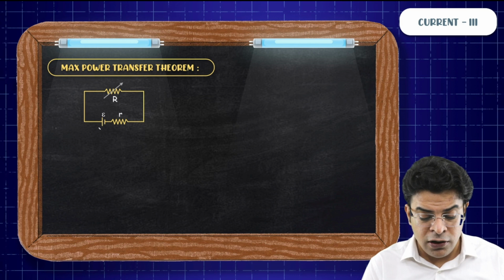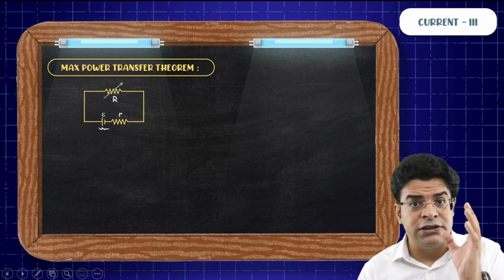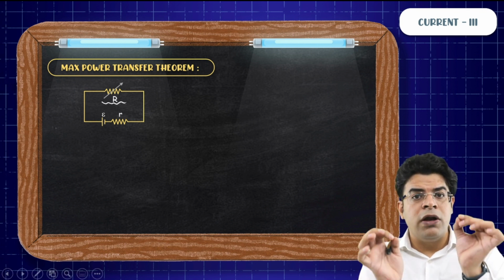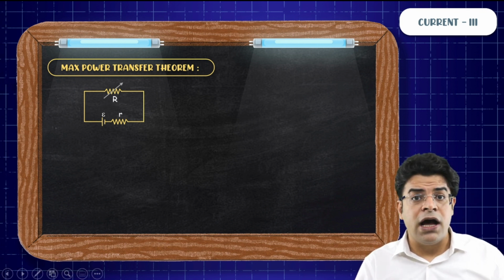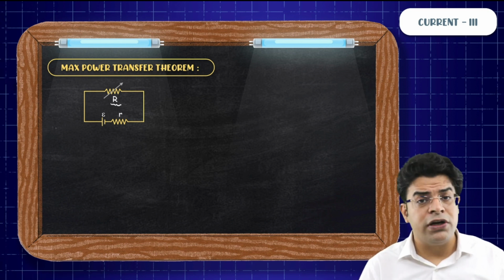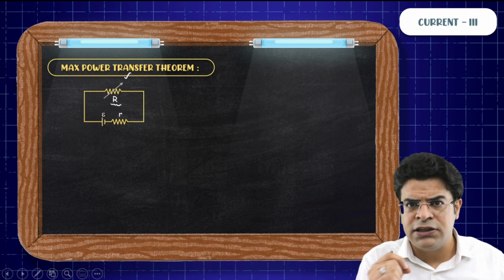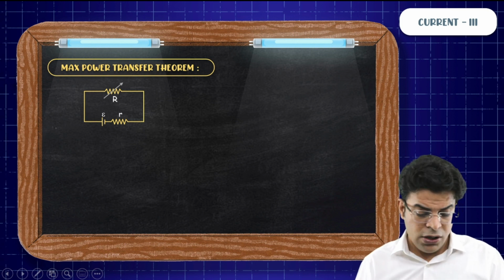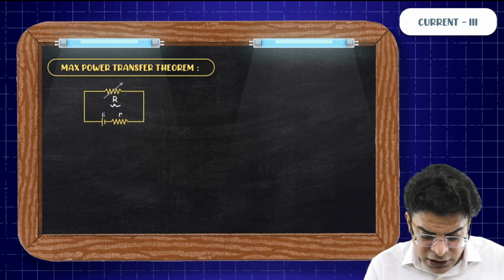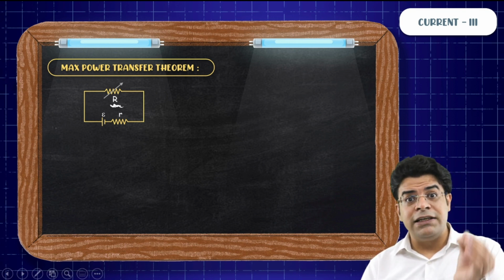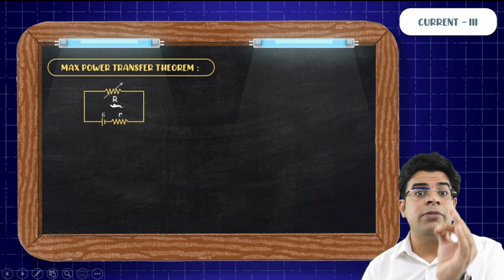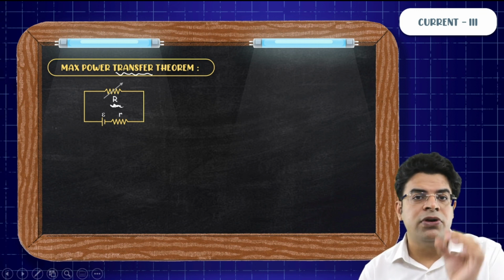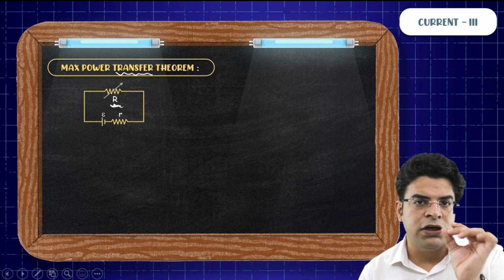Let's say we have a real world cell, and every real world cell has some internal resistance. And we have connected this cell to one more resistance, say R, and we are varying this load resistance. The arrow symbol tells us that this load resistance's value can be varied. So, for which value of load resistance will the power dissipated by the load resistance be maximum, or the power transferred to the load resistance be maximum? That's what we get from the maximum power transfer theorem.